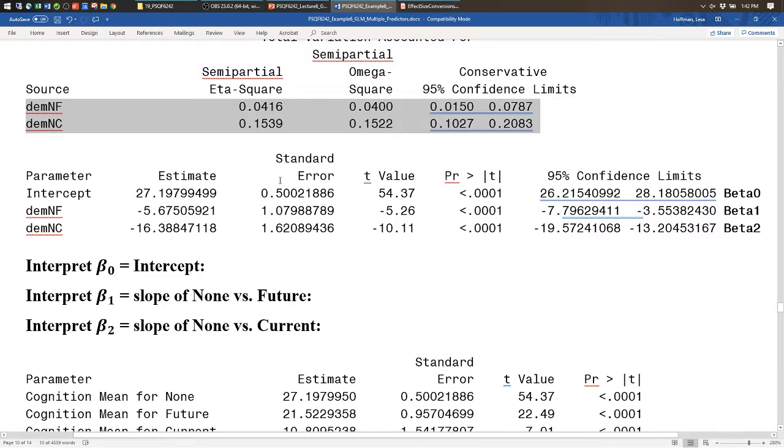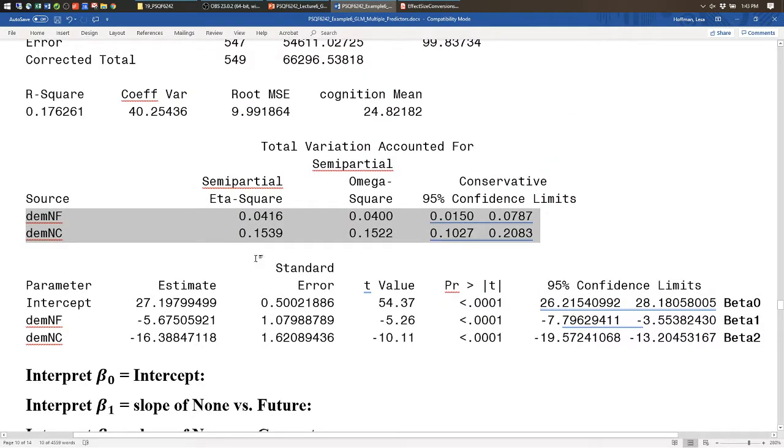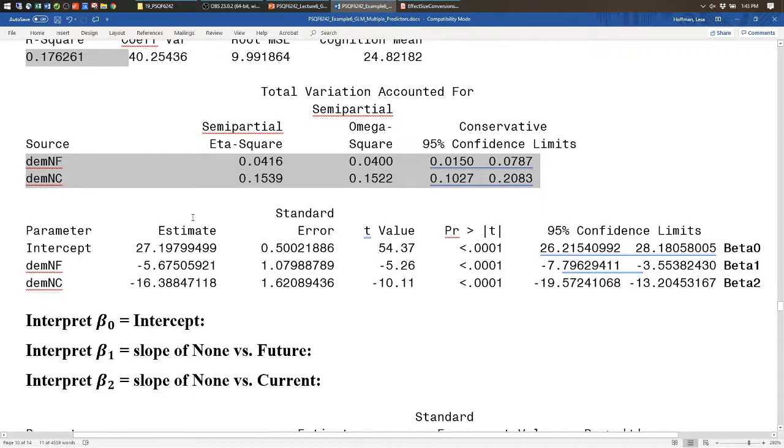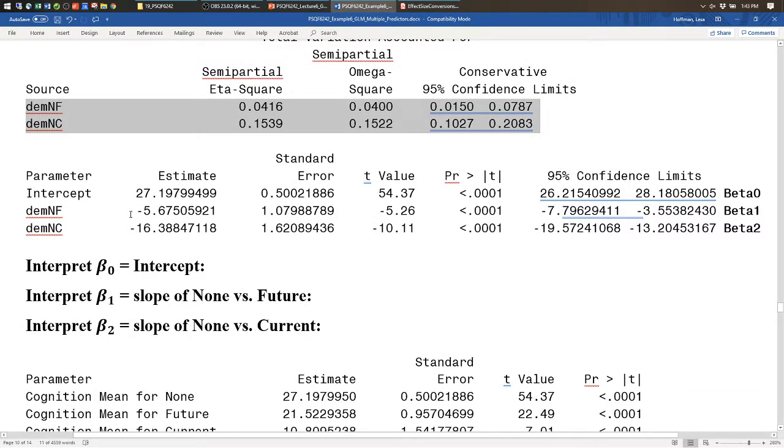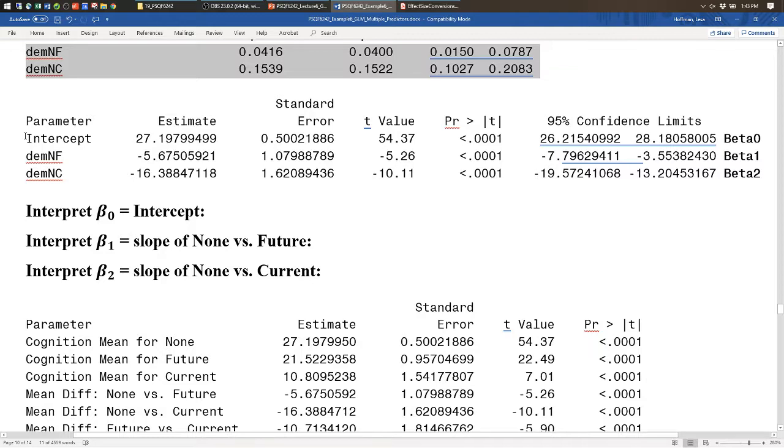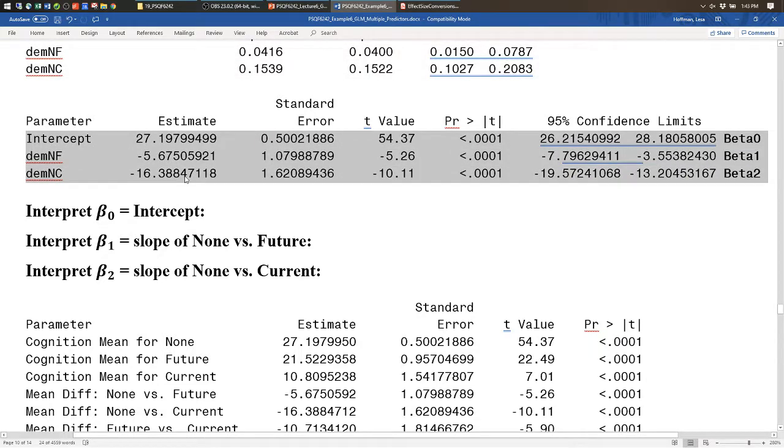So here, I get a semi-partial eta square for the none versus future. So 4% out of that 17, 4 came from the difference between none and future, and 15 came from none and current. If you add those up, it's actually more than the R-square, which is interesting in this case, but it has to do with the fact that they're not independent contrasts. They work together.